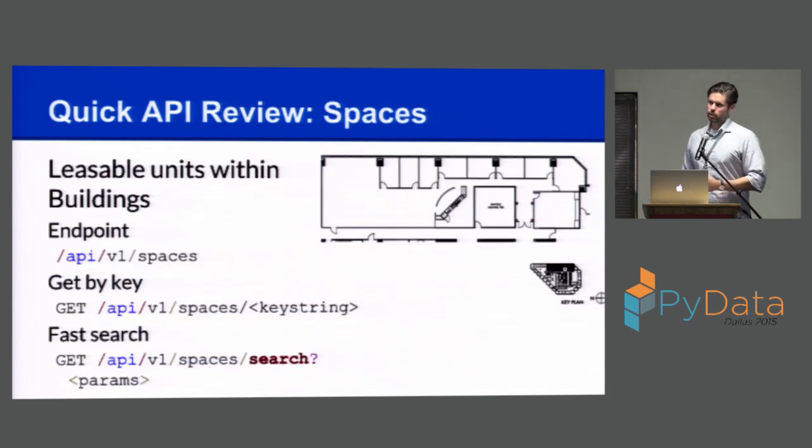Okay, so we had markets, we had buildings, and now we have spaces, right? These are the typical units of measure which someone is going to promote. The endpoint here is API v1 spaces. I sound like a broken record, but if you're going to pull down an individual one, it's API v1 spaces and the key string. And then to search for them, it's API v1 spaces search, and then you provide your list of parameters. Like I said, very straightforward.